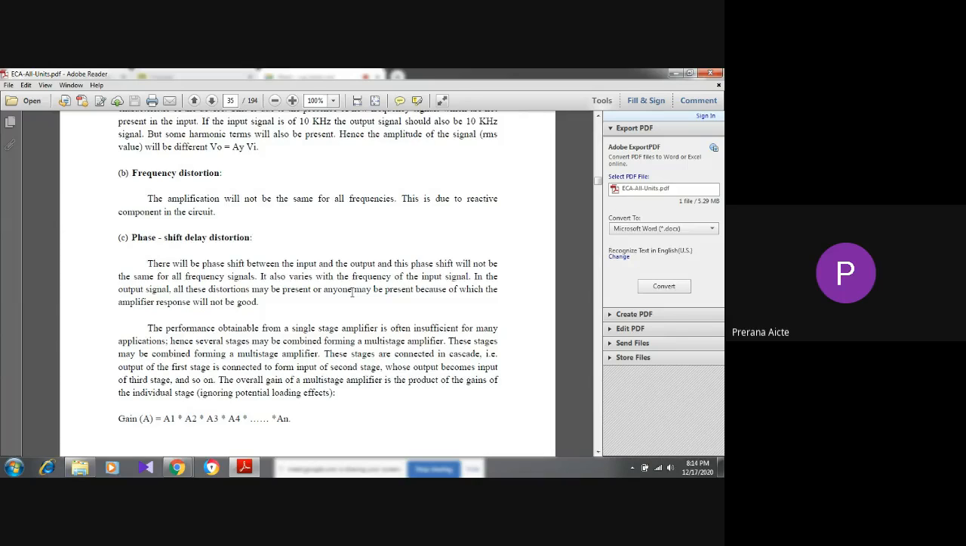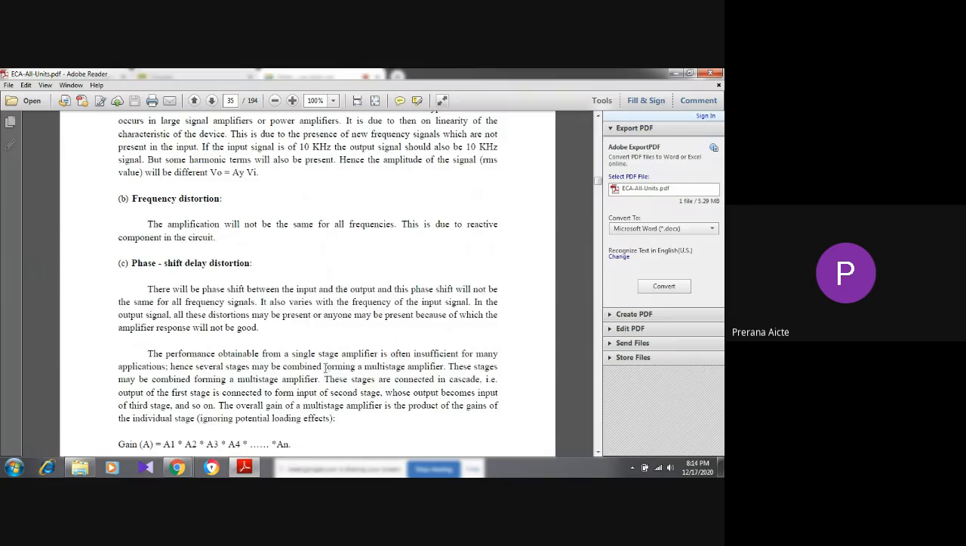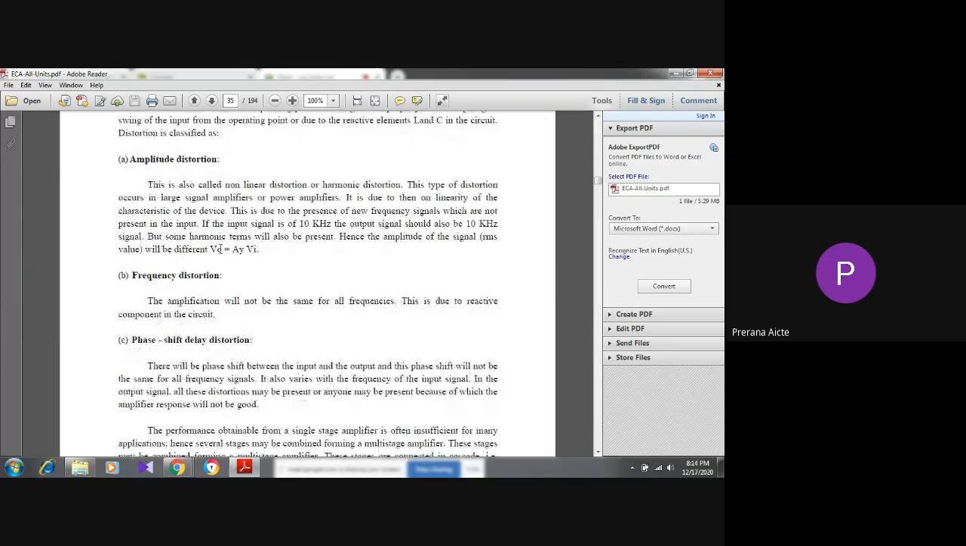Now, before discussing that, please go through these three concepts: amplitude distortion, frequency distortion, phase distortion. Please, all of you, go through these points for 2 minutes. Then I will move on to the next topic.